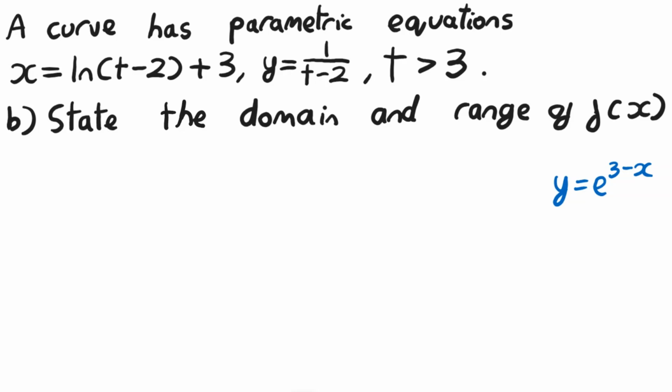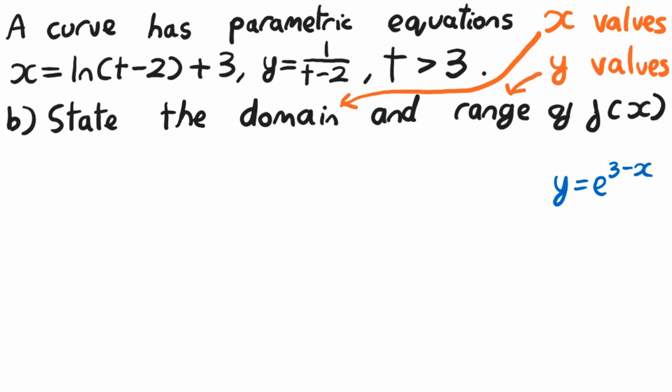But just to recap quickly, the domain is the x values that you can put into a function, and the range is the y values that you can get out of a function. And one thing that's really good about parametric equations is it's really easy to figure out what the domain and range are. So why is this?